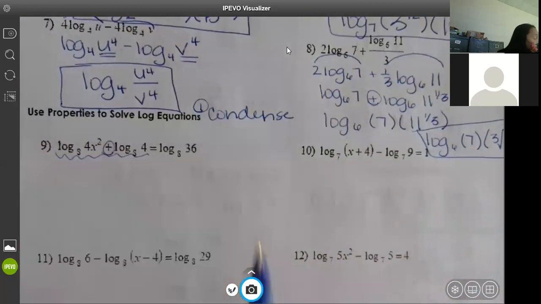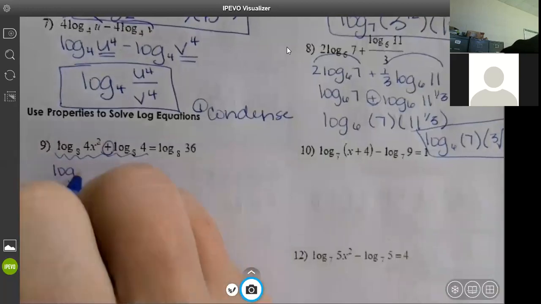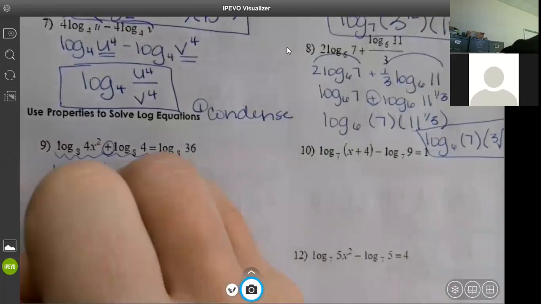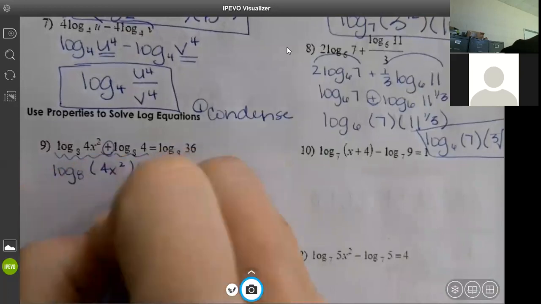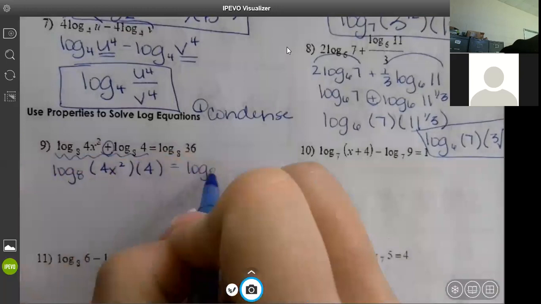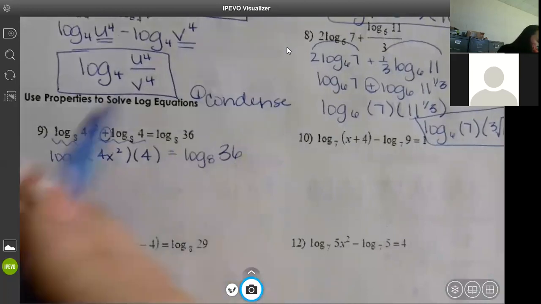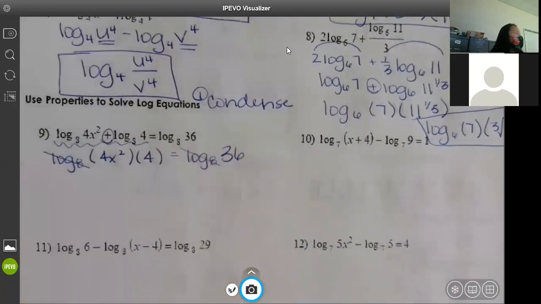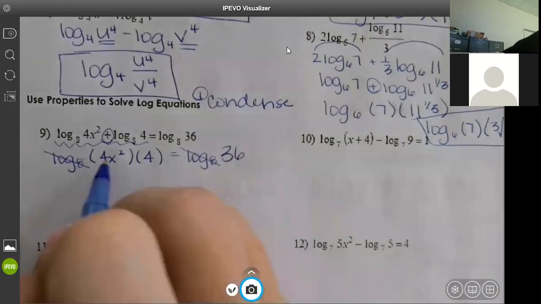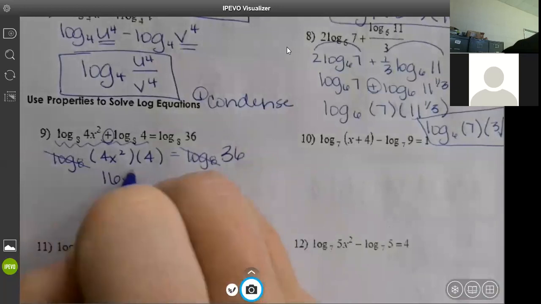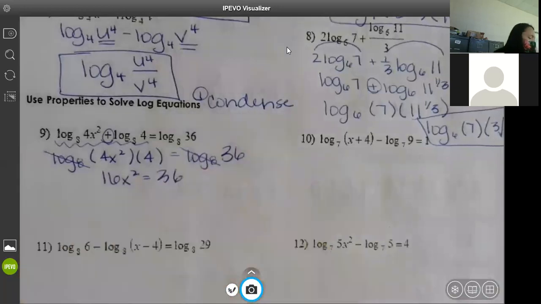So how do I put a plus together? I'm going to multiply them. Okay, so multiply them. Log base 8. I'm going to multiply 4x squared times 4 equals log base 8 of 36. All right, so step 2 depends on how many logs you have, okay? I have one on one side, one on the other, so I can mark them out. Okay, they cancel each other out. And then what I'm left with is my equation. So 4 times 4 is 16x squared equals 36.